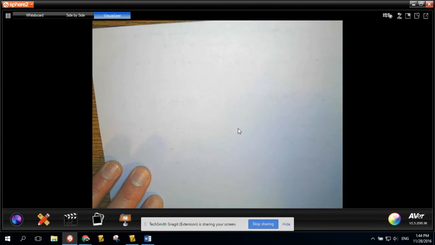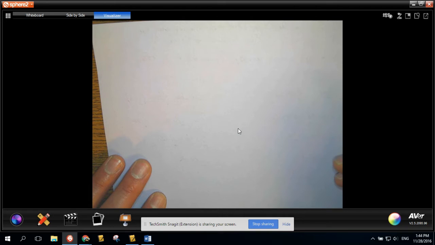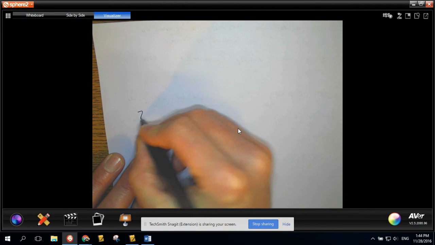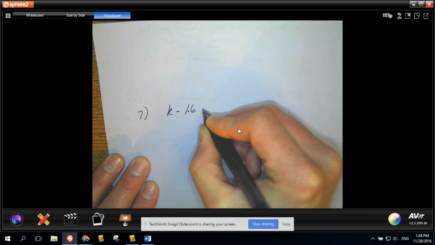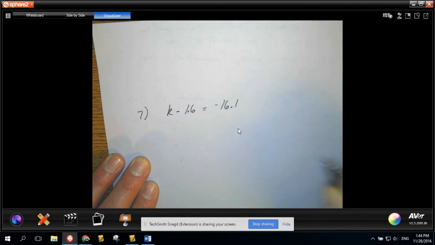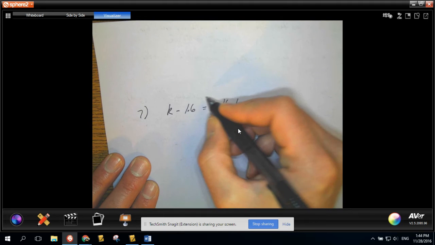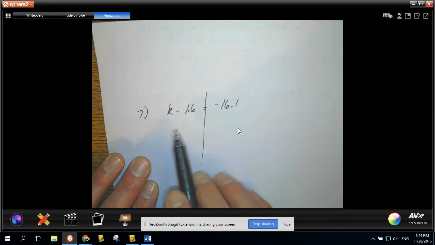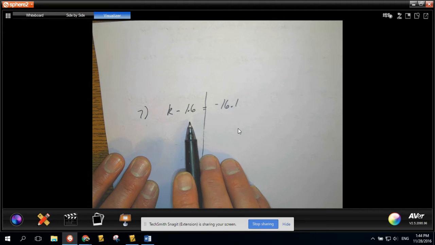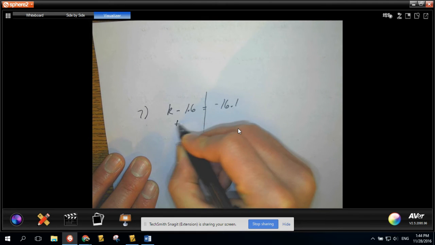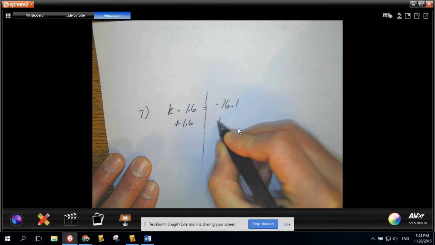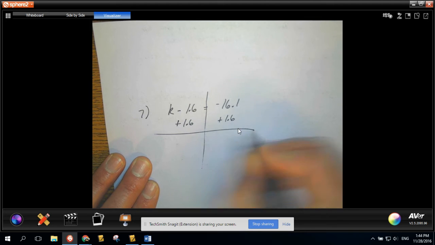So let's try a subtraction one here. Let's do number 7 on the back side. So k minus 1.6 equals a negative 16.1. Again, starting with a number, subtracting 1.6 from it, and we're going to get negative 16.1. So we're going to add 1.6 to both sides, leaving me with just a k over here.